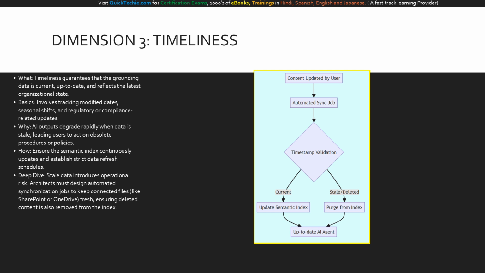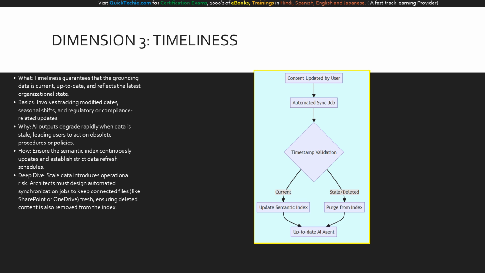Let's do a deep dive here. Timeliness isn't just about adding new data, it's equally about removing the old. Solution architects must design synchronization jobs that not only ingest fresh content from SharePoint or OneDrive, but also purge deleted or deprecated content from the AI's memory. If stale data remains in the index, the AI might still retrieve it, completely undermining the trust in the system.